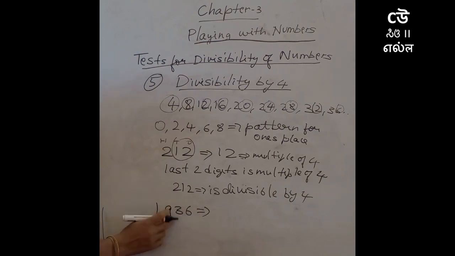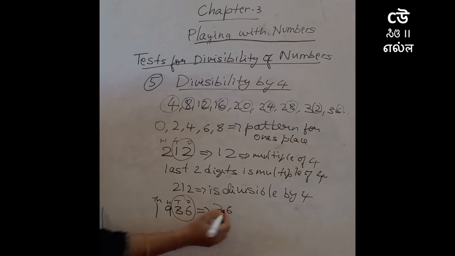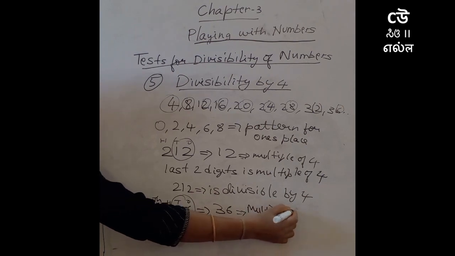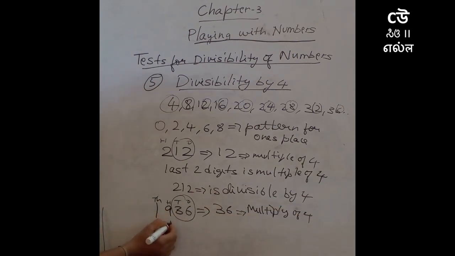So here we have ones, tens, hundreds, and thousands. Which place do you have to see? You have to see the ones place and tens place value. The ones place and tens place value, we have 36, right? So, is 36 a multiple of 4, children? Yes, 4 nines are 36. So, 36 is a multiple of 4. So, what can we tell about this number? 1936 is divisible by 4.